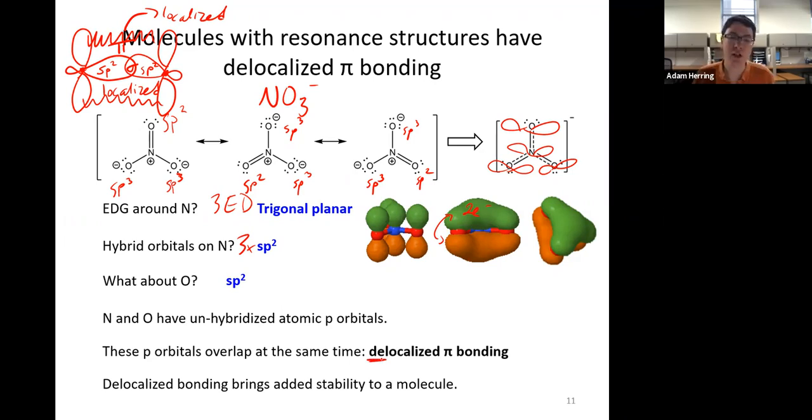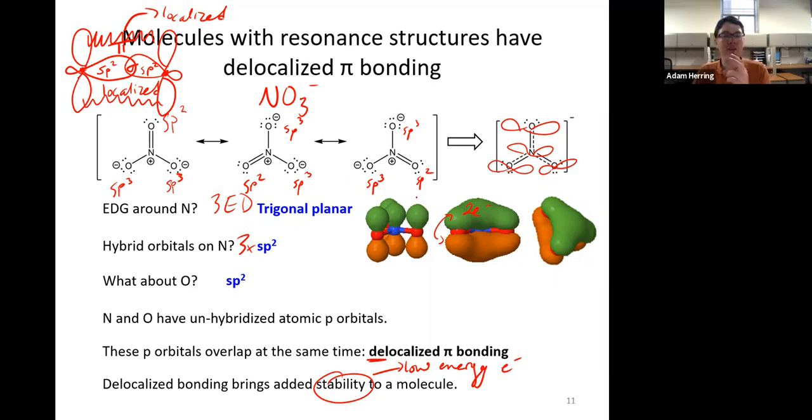This delocalization brings stability to the molecule. The reason for this may not be clear initially, but it's actually rather easy to understand. Stability occurs when a molecule has electrons that are lower in energy. Low energy electrons means the molecule is more stable.